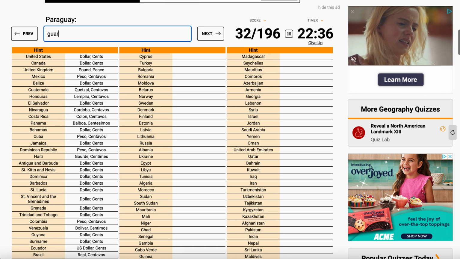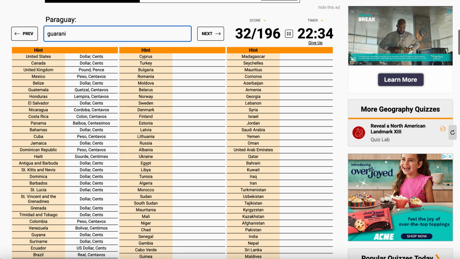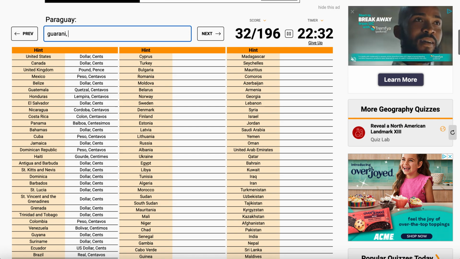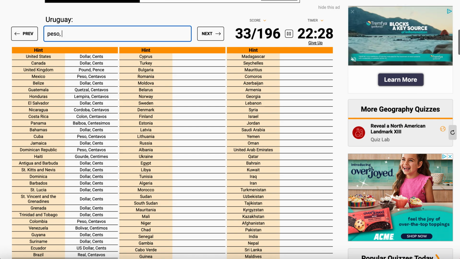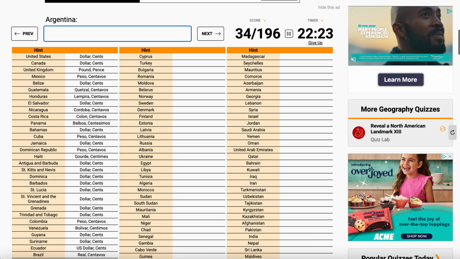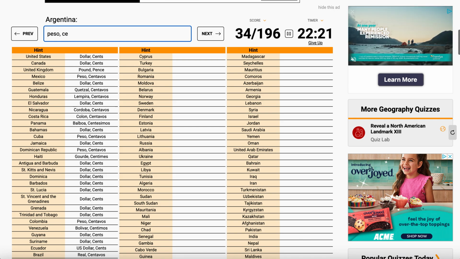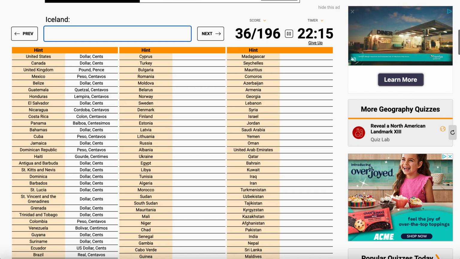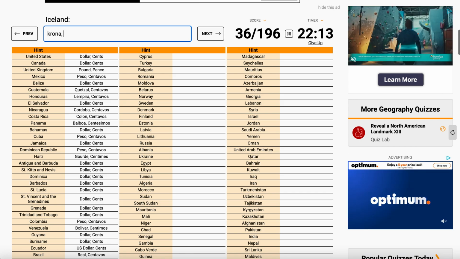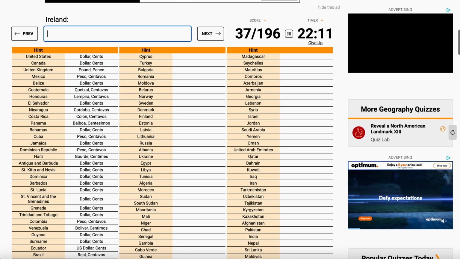Paraguay uses the Guarani, also an official language of Paraguay, and that is divided into centimos. Uruguay uses the peso, and that is divided into centesimos. Argentina is peso centavos. And Chile, also peso and centavos. Now we're in Europe. Iceland is the krona, subdividing unit is the aur.